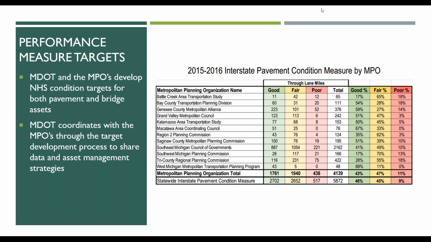breakouts for that forced us to reevaluate how we were looking at our pavements and our bridges, how we did our planning, and how we went about communicating that to our MPO partners. This table here represents how we started breaking that out to present to our MPO partners to get feedback and to coordinate with them as we went through the target development process.